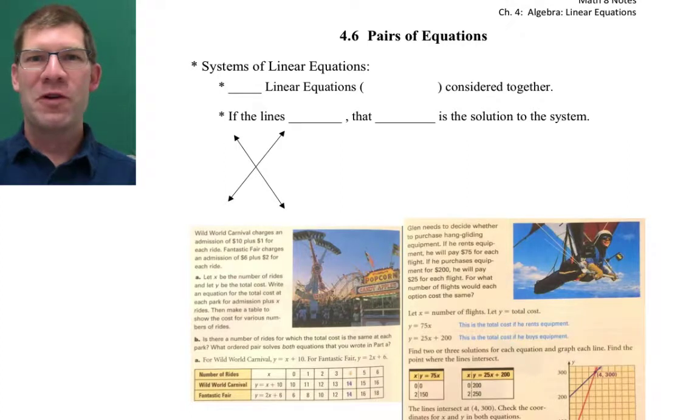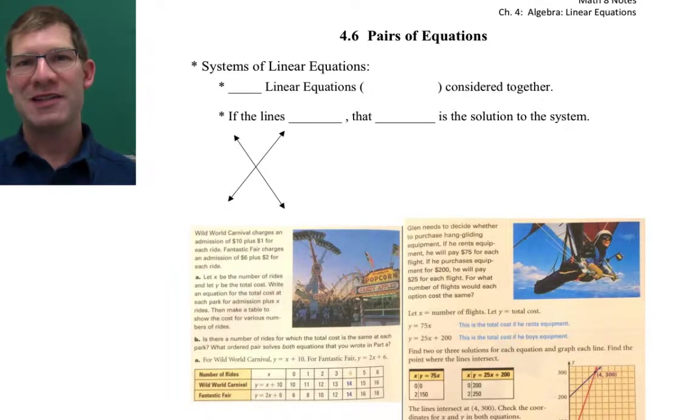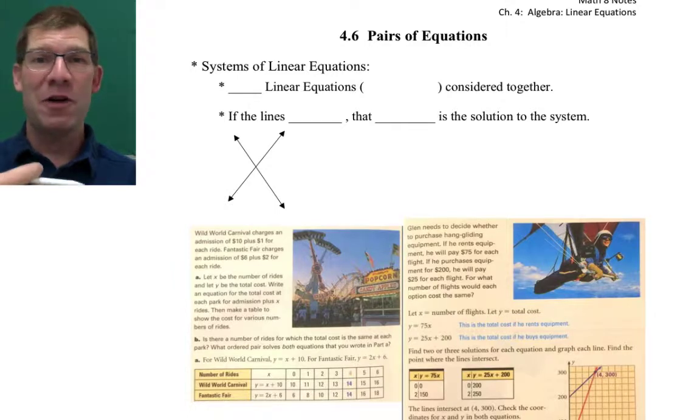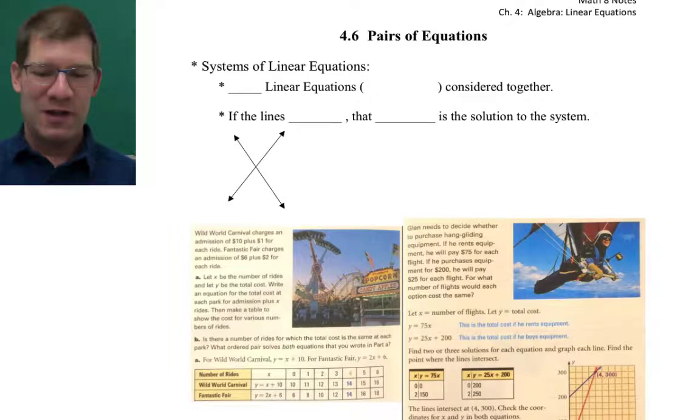Hi, today we're doing 4-6, which is pairs of equations. Later on you'll start to learn about these as systems of linear equations or something like that. But anyways, we're looking at systems, and basically now, instead of graphing one line, it's going to be graphing two lines. That's what makes it a system.